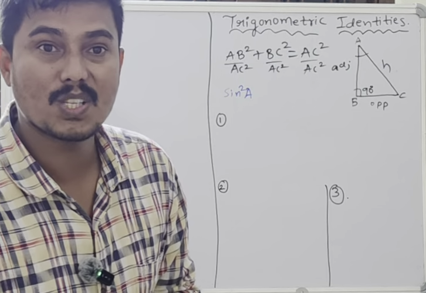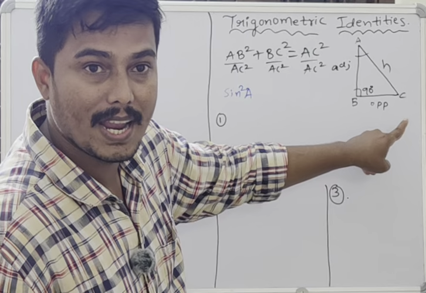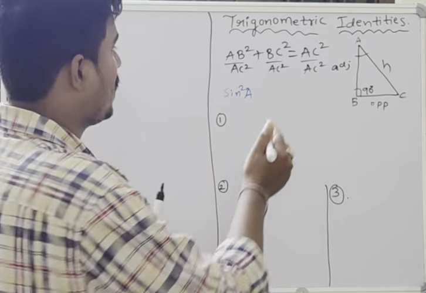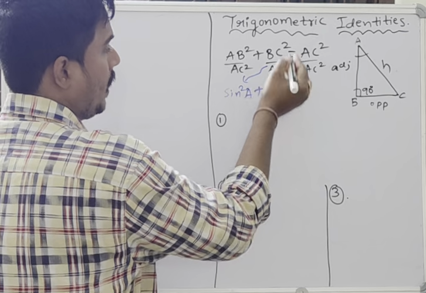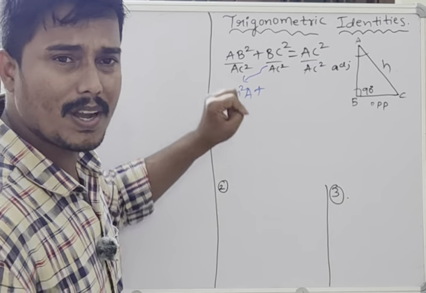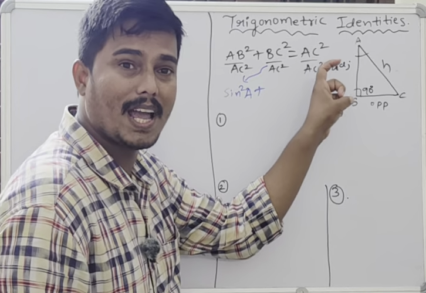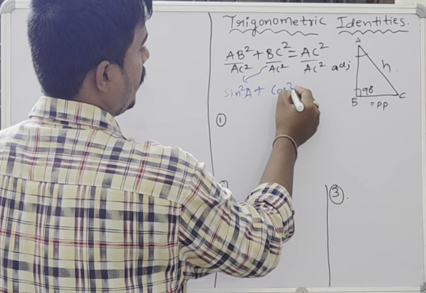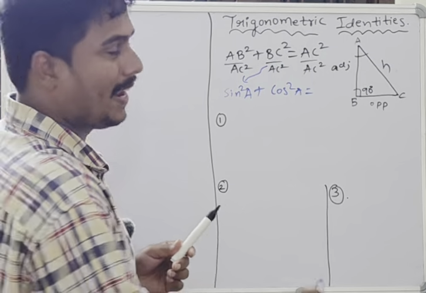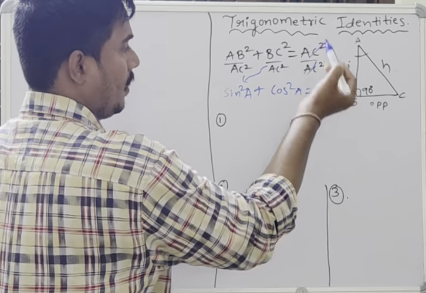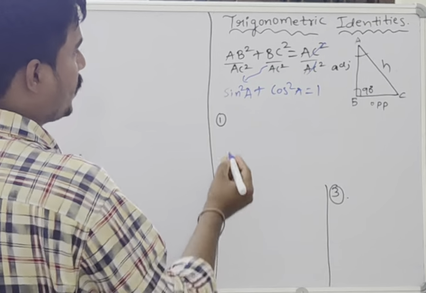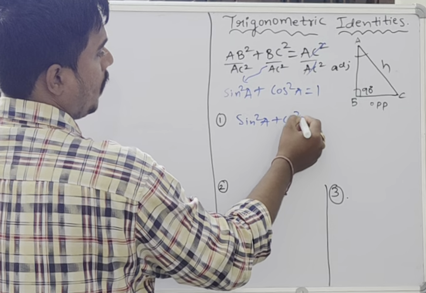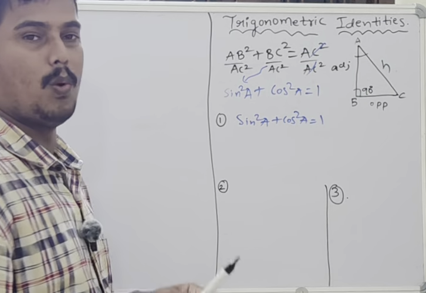You may ask, sir, why sine square A? Because this is opposite with respect to angle A. That's why sine square. First we wrote this. So this coming is sine square A plus AB square by AC square. What is AB by AC? Adjacent by hypotenuse is cos square A, is equal to, AC square will cancel out each other, 1. So this is the first identity of trigonometry. Sine square A plus cos square A is equal to 1.